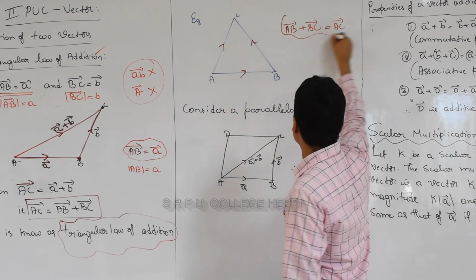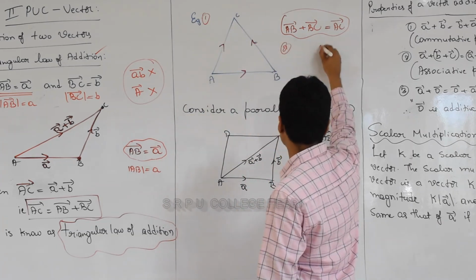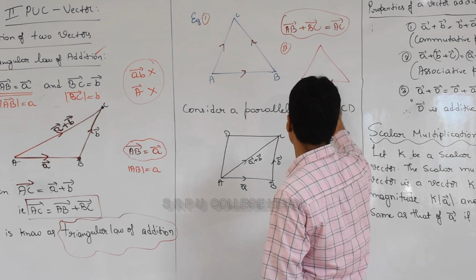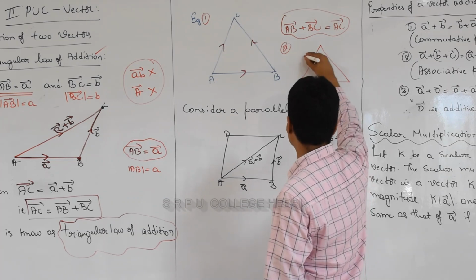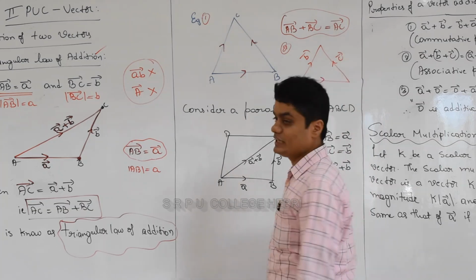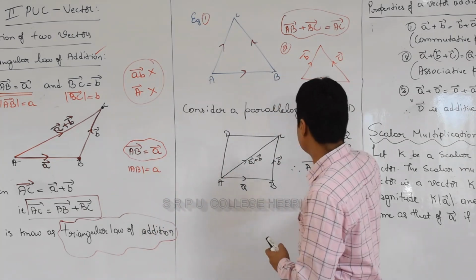Let me take one more example. This was example number 1. I'll take example number 2 here. Suppose the triangle is like this. This is vector a, this is vector b, this is vector c. Can you tell me what is the triangular law of addition for this triangle? Observe my diagram.